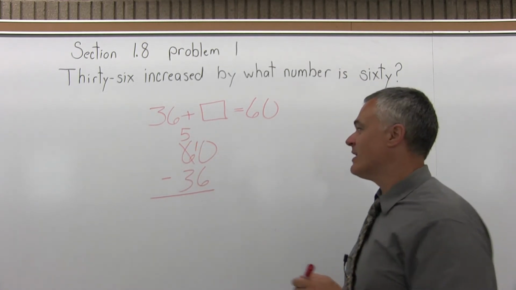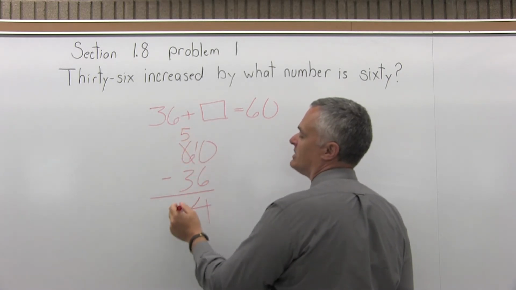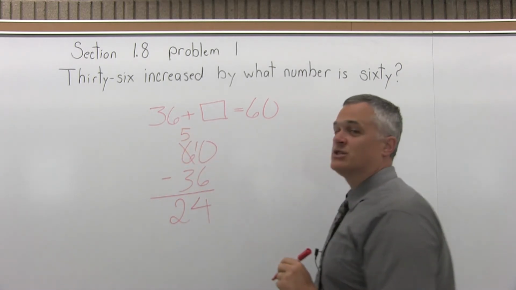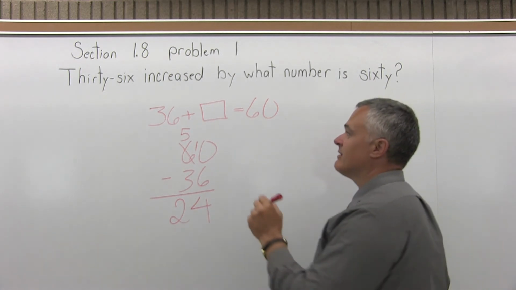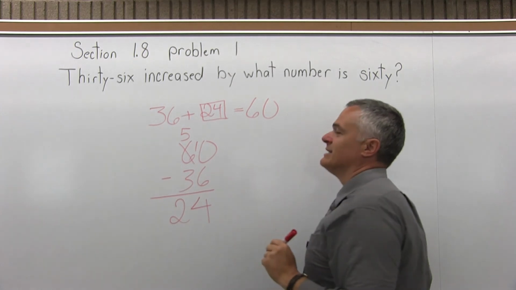into a 10. And now I do 10 minus 6, which is 4, and then in the left column, 5 minus 3, which is 2. So my answer is 24. So I claim that 36 increased by 24 adds to 60.